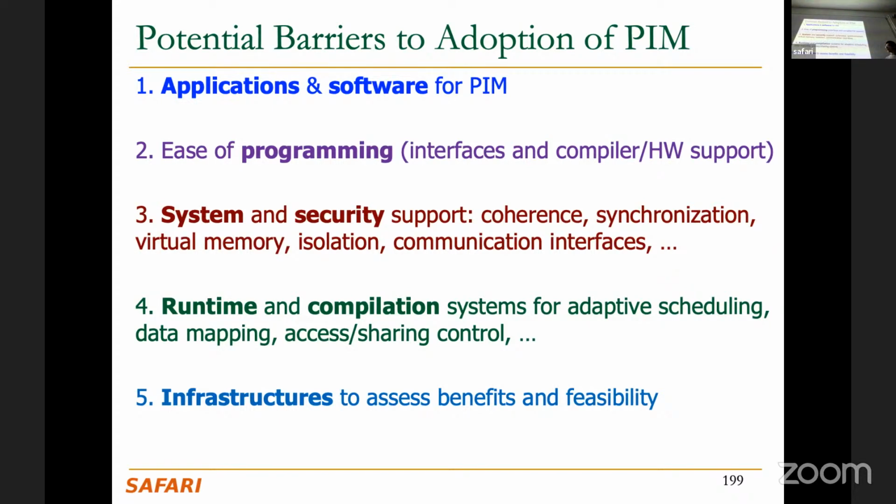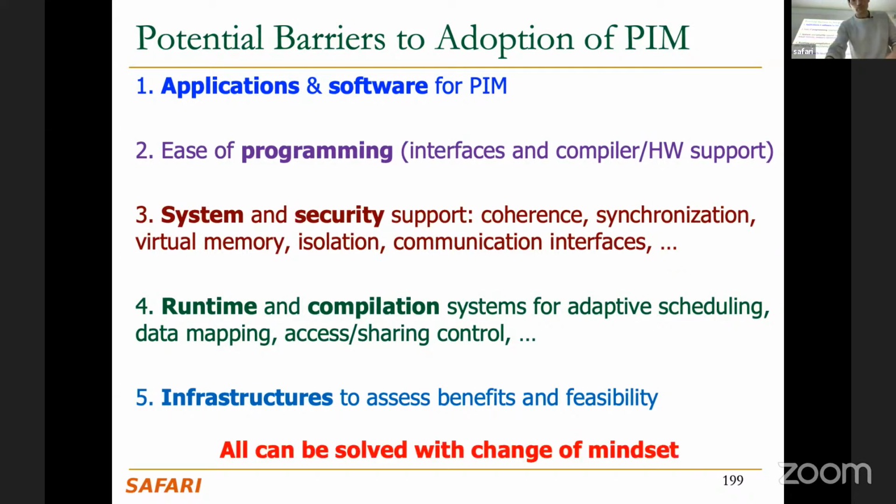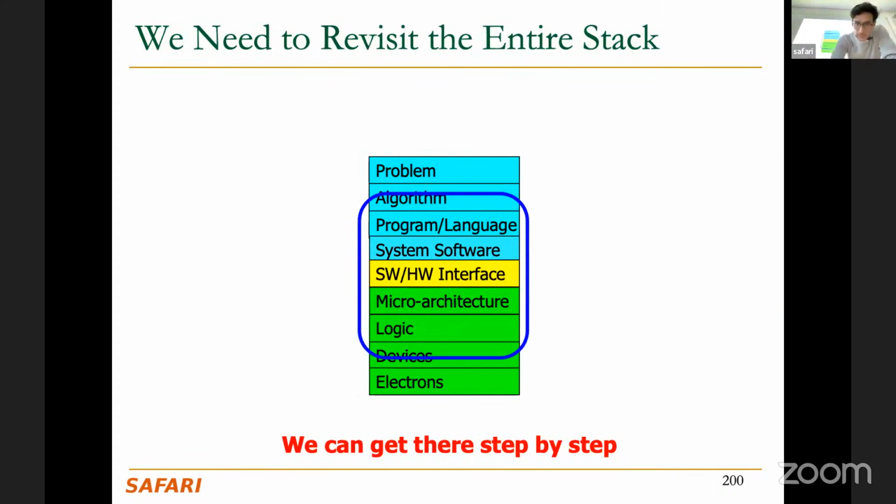Remember, we just talked about how to allocate operands to DRAM rows, but also the adaptive scheduling. When does it really make sense to offload computation to PIM, or when does it make more sense to compute on the processor, maybe because the cache lines that you want to operate on are already in the cache, etc.? And also infrastructures, like benchmarks, for example, or simulators. But all of this can be solved with a change of mindset that spans the entire stack, and we can get there step by step.